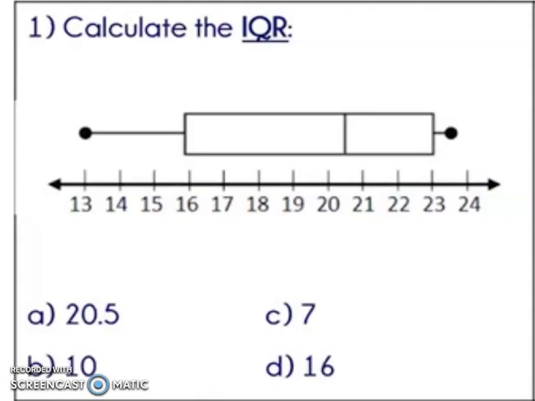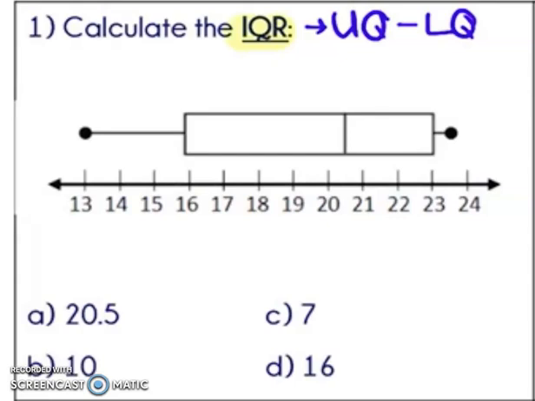Okay, so first off, number one is a box plot, and it says to calculate the interquartile range. So we know that our interquartile range is calculated by doing the upper quartile minus the lower quartile. Now again, if you don't have the work that I'm putting on the screen on your paper, you need to get it on there because that's how I want you to show your work for your activity today as well.